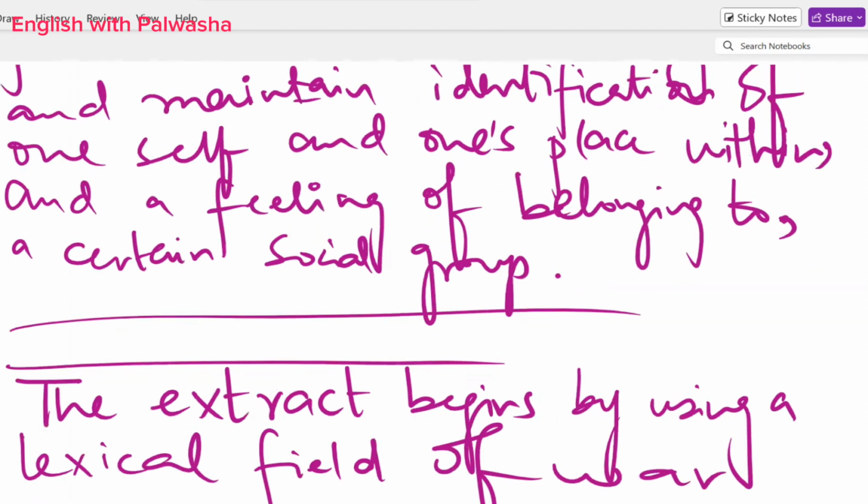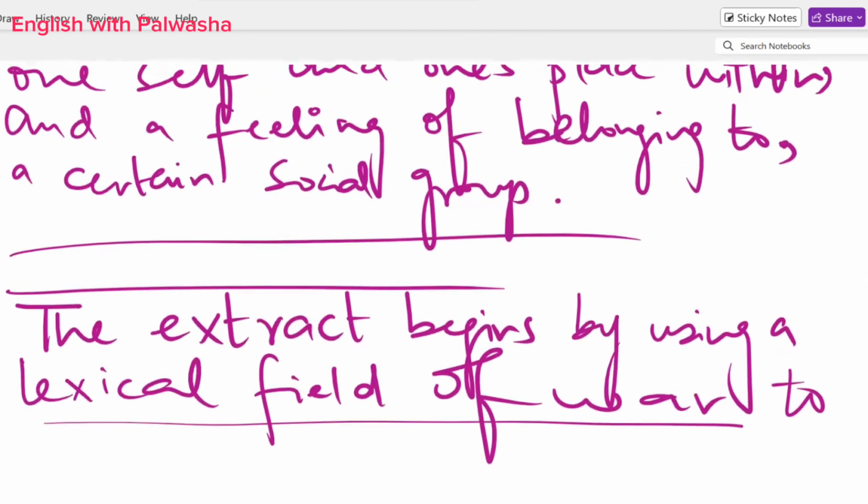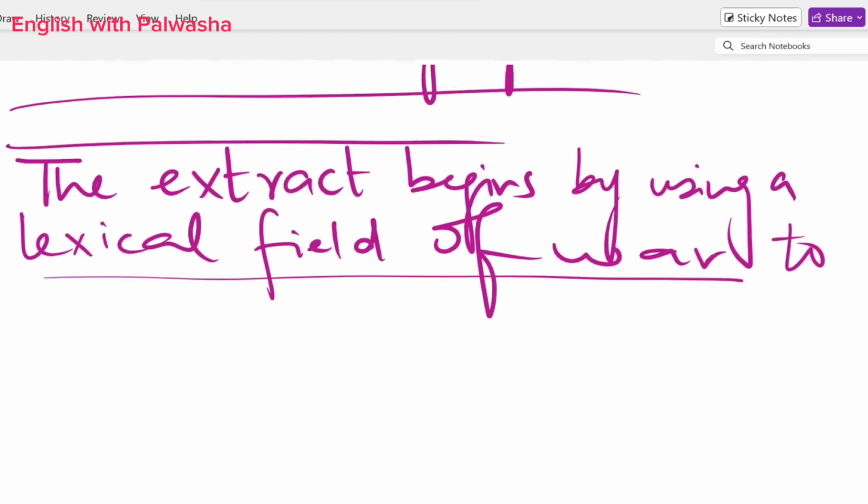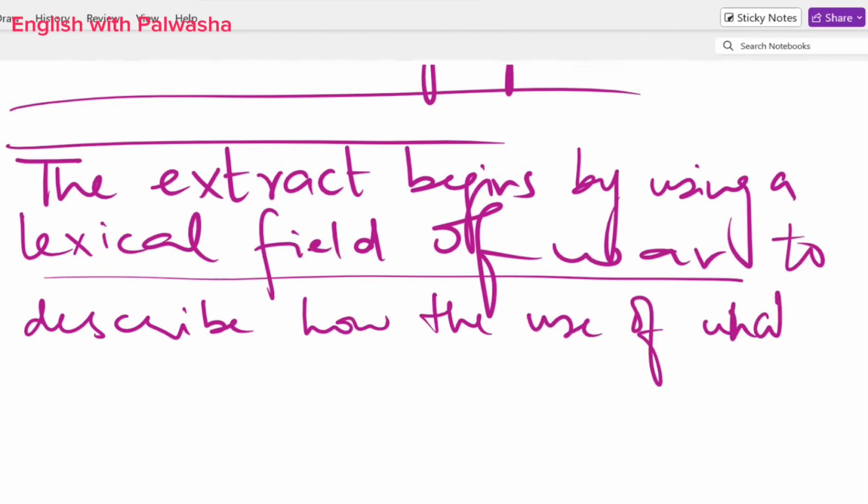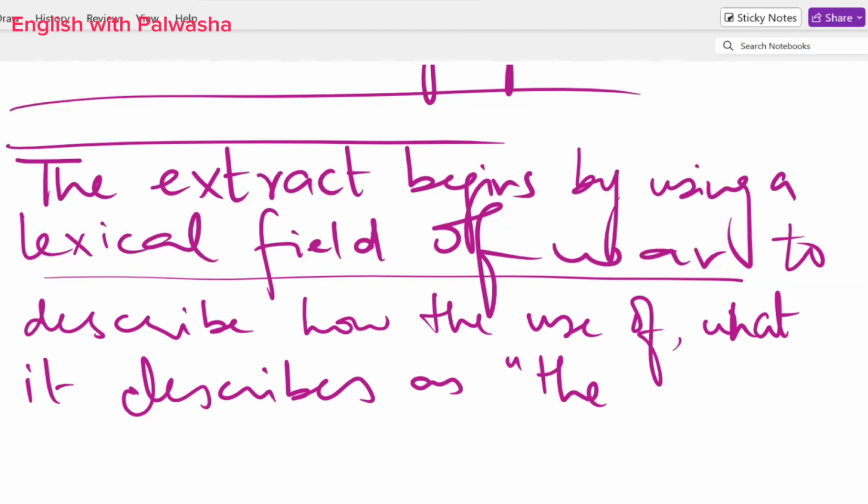Just a minute. I was trying to underline it and then it goes away. In this, you're going to explain the purpose first, that what this extract begins with, and then you're going to explain in detail what more this extract is explaining, to describe how the use of what it describes, by a lexical field of war, to describe how the use of what it basically describes as the standard accent.